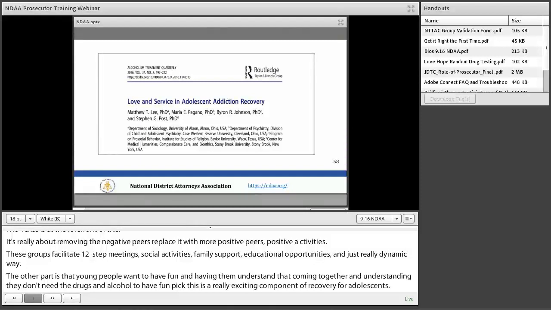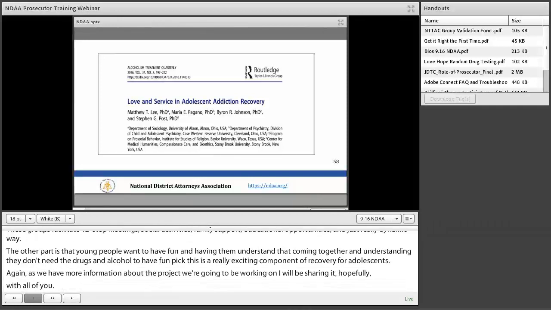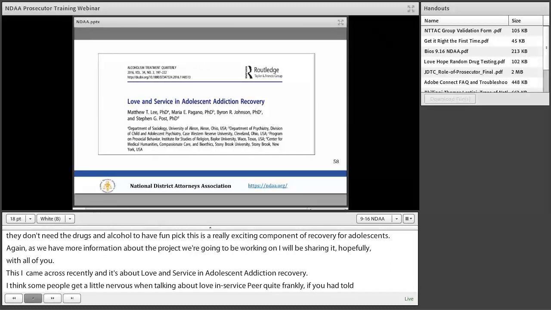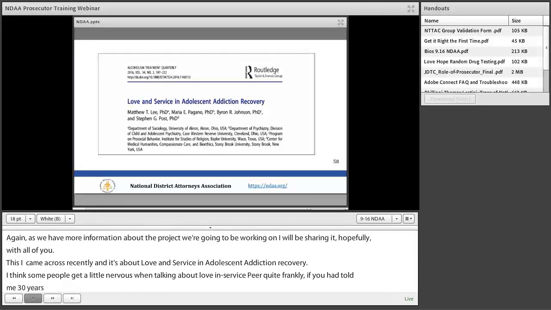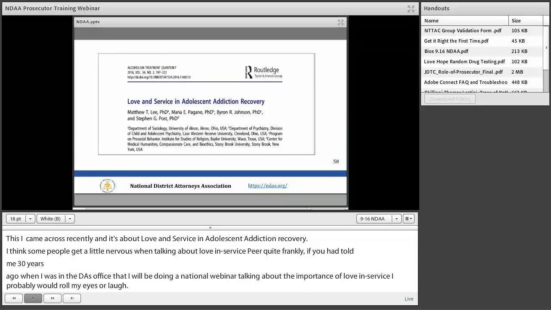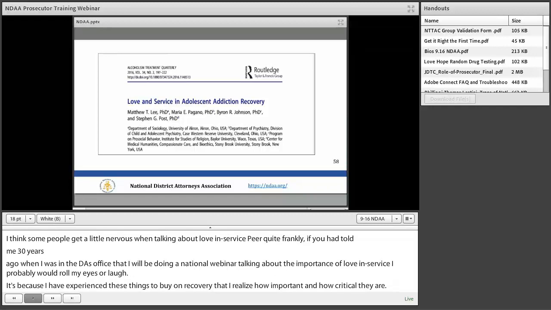And this paper I came across recently is about love and service in adolescent addiction recovery. I think some people get a little nervous talking about love and service. And quite frankly, if you had told me 30 years ago when I was in the Manhattan DA's office that I'd be doing a national webinar talking about the importance of love and service, I'd probably have rolled my eyes or laughed in your face. But because I've experienced these things through my own recovery, I realize how important and how critical they are. And the concepts of love and service have the support of research.